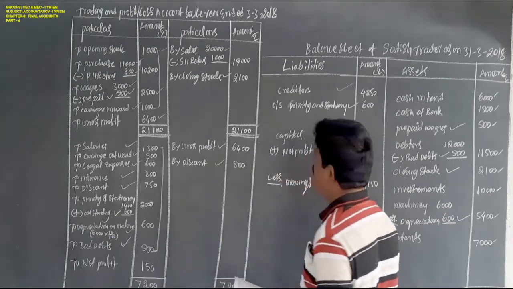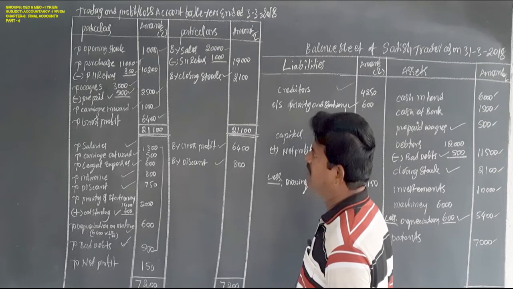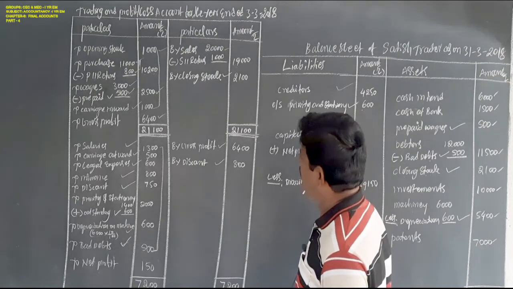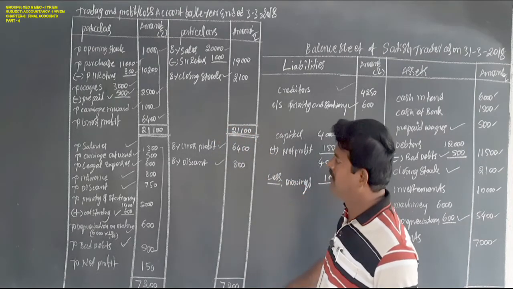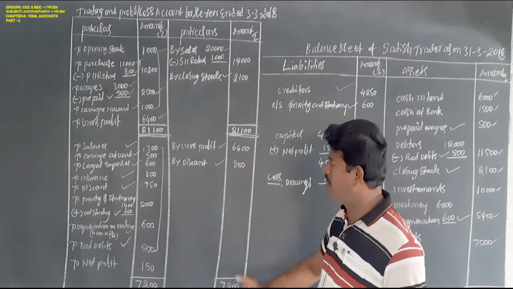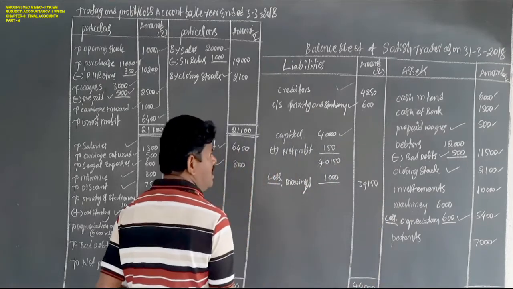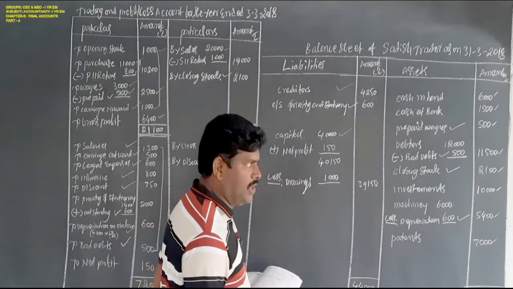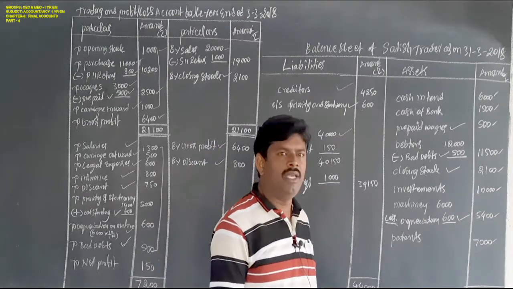So this way you have to verify each and every adjustment, then total each and every one. First the trading account, find out the gross profit. Next the P&L account, find out the net profit. Next the balance sheet, total them. Finally we get the answer, and assets is equal to liabilities. This way you can solve the problem easily.